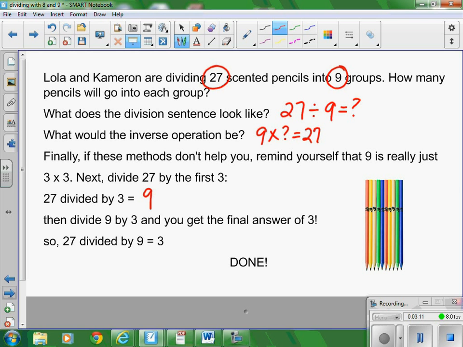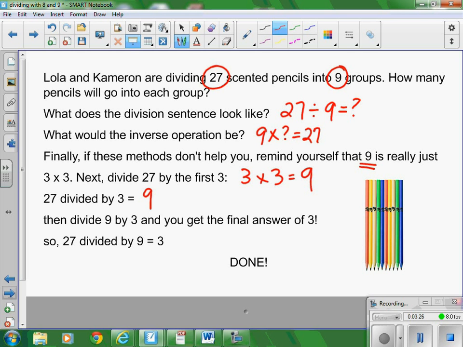So, divide the 9 by the 3 and you get the final answer of 3. So 27 divided by 9 is 3. So do you see what we're doing? We just broke the 9 down into its factors. 3 times 3 is 9.